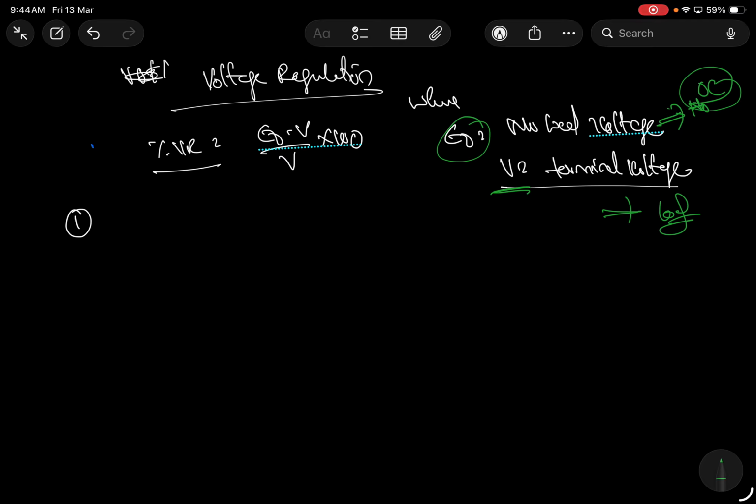Similar to this, when a fan is off, the voltage that is available is the no load voltage. When the fan is on, under load condition, we connect it, and at the terminal side the voltage will be the terminal voltage or output side voltage. This is the difference here.